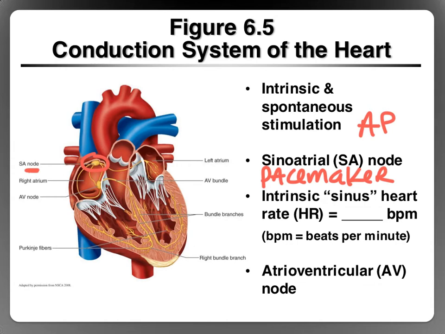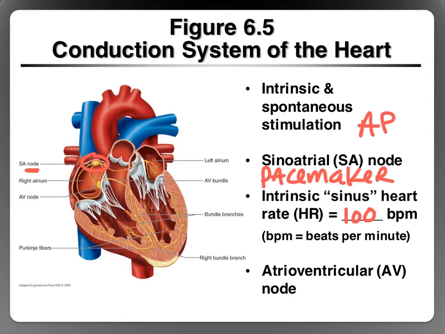If the SA node is left alone, if it doesn't receive any extrinsic input, it's always going to beat at 100 beats per minute. So we call the sinus heart rate, the intrinsic heart rate, 100 beats per minute. If you don't tell this SA node to either slow down or speed up, it's automatically going to beat always at 100 beats per minute. And we'll talk about extrinsic control after this.